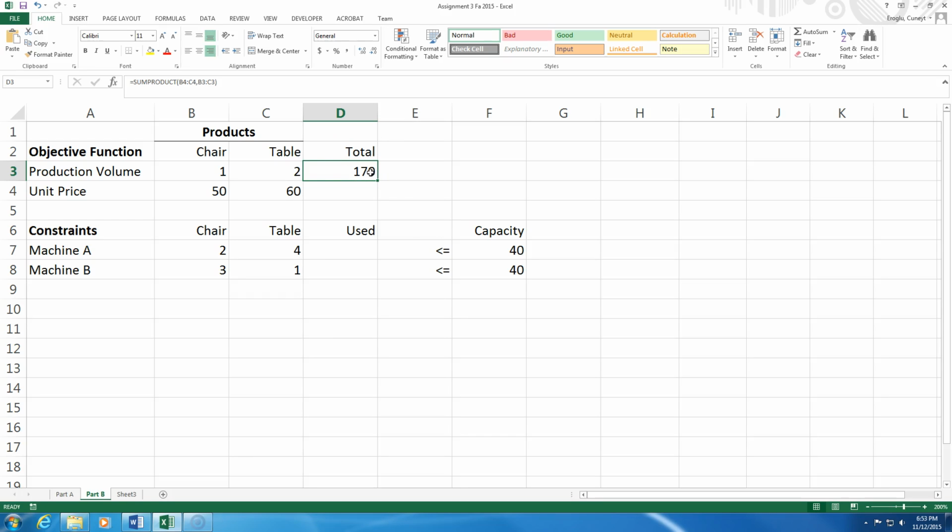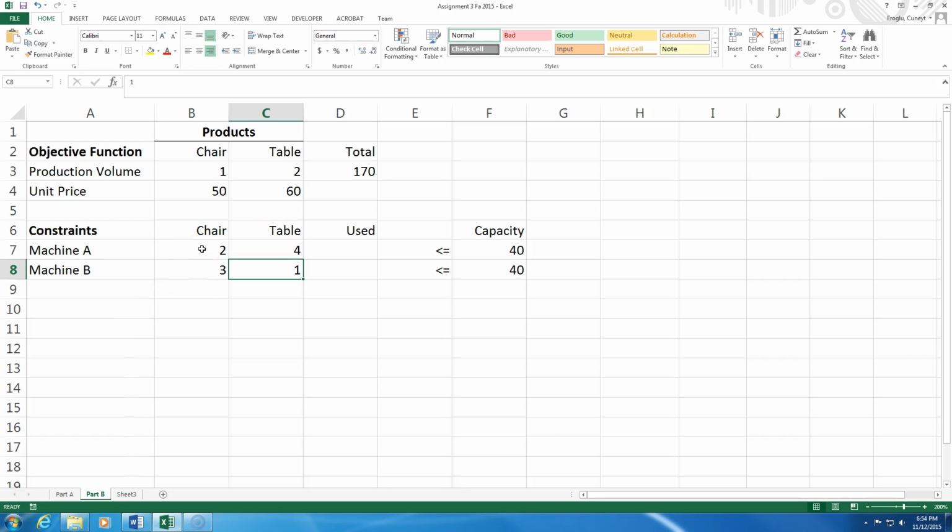However, we cannot make an infinite number of chairs and an infinite number of tables. Why? Because we have limited resources. What are our resources? Our resources are machine A and machine B. Okay, so machine A can work at most 40 hours per week, and the same is true for machine B. And to make one chair, we need 2 hours of processing on machine A and 3 hours processing on machine B. For making one table, we need 4 hours of processing in machine A and 1 hour of processing in machine B.